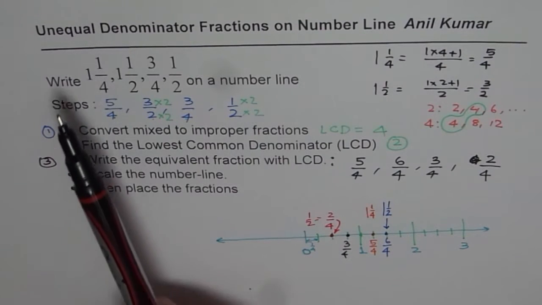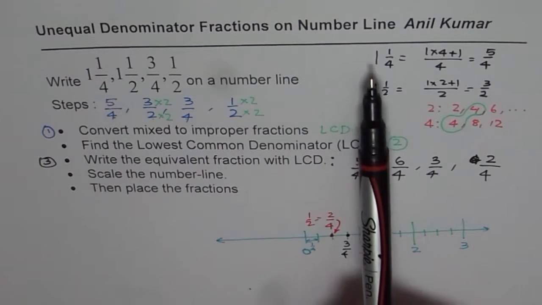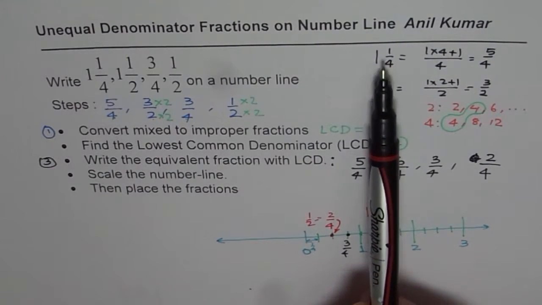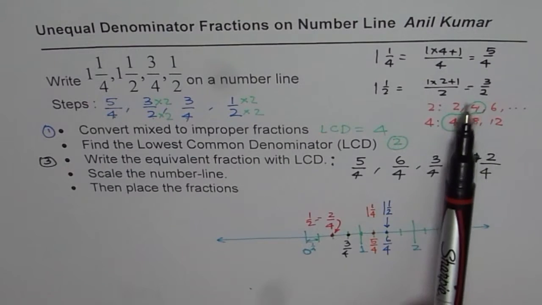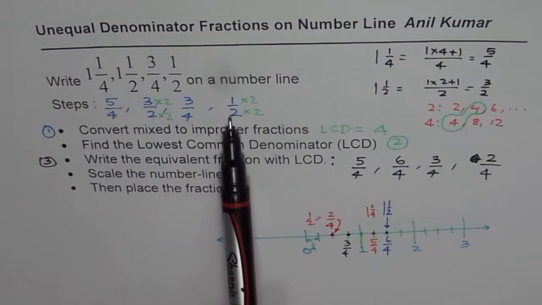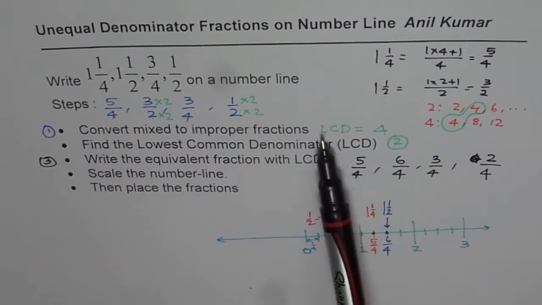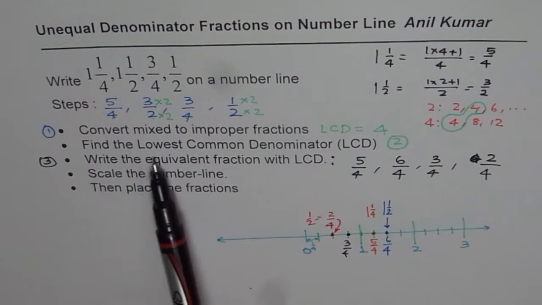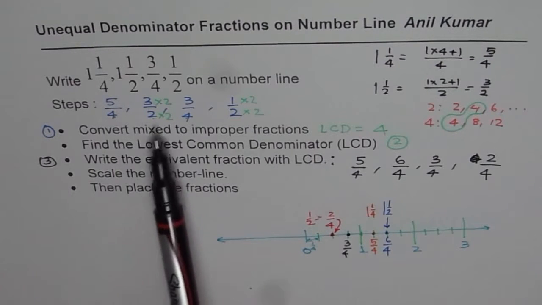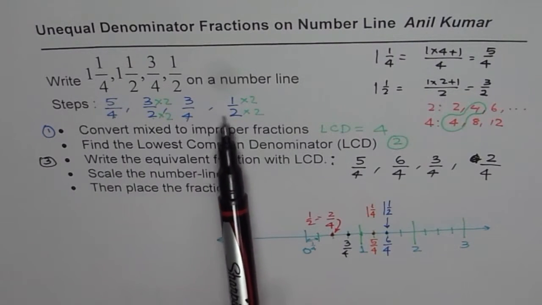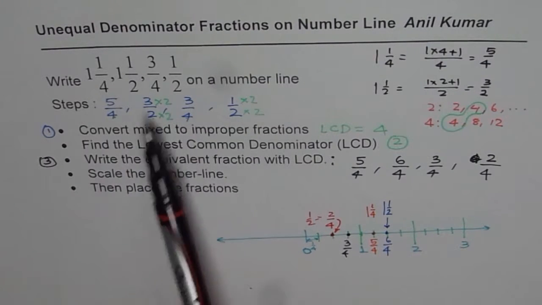First step should be, write them as improper fractions, right? So convert as I have shown here. Multiply the whole number with the denominator, add the numerator, right? Denominator remains same. Once you have done that, then check all the denominators, find the lowest common denominator. We had 4 and 2 in the denominators. Lowest common denominator was 4. So now write equivalent fractions with the lowest common denominator, which you calculated as 4, right? So to make them 4, you need to multiply numerator and denominator by the same number. In this case, we multiplied fraction 2 and 4 by 2, right?